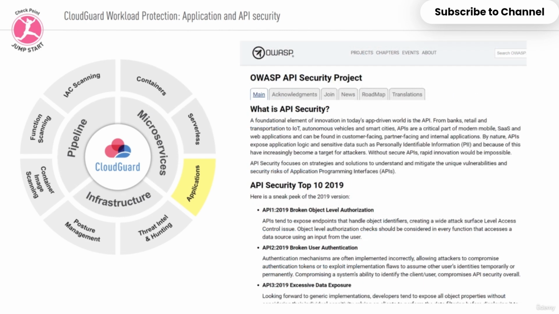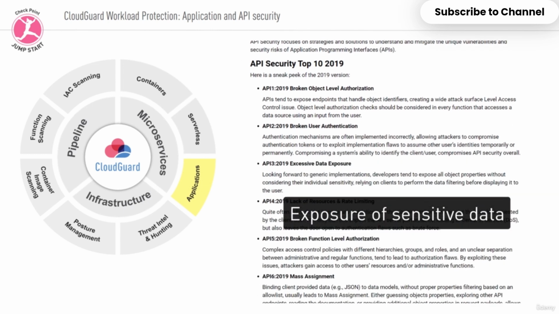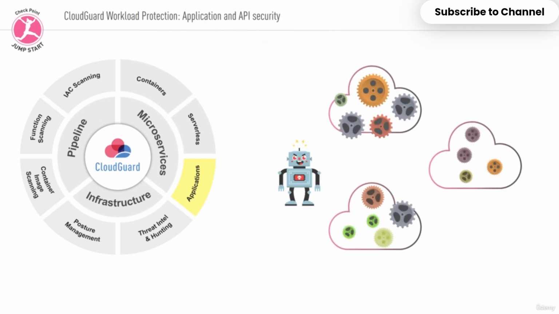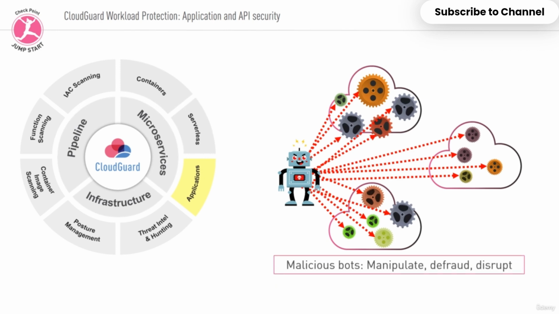In the realm of APIs, command injections and API key extraction can lead to exposure of sensitive data and the hijacking of resources. Furthermore, malicious bot attacks using automated web requests can be used to manipulate, defraud, or disrupt a website, application, API, and even end users.